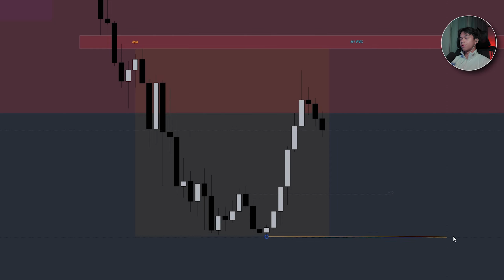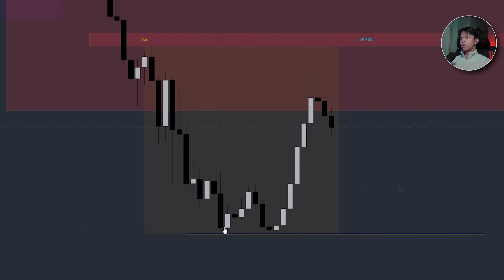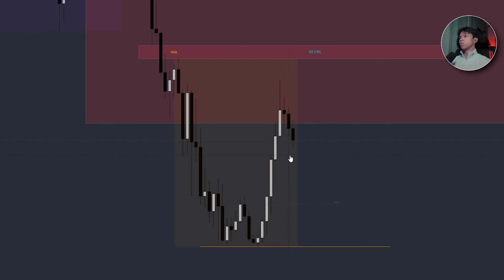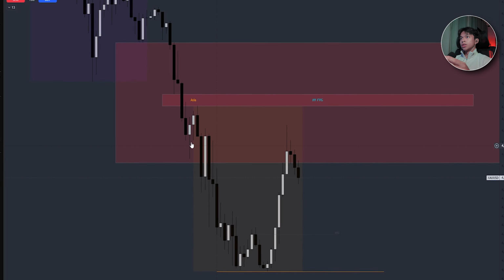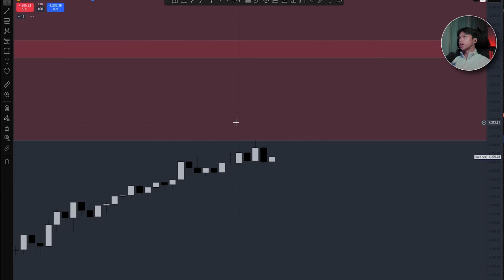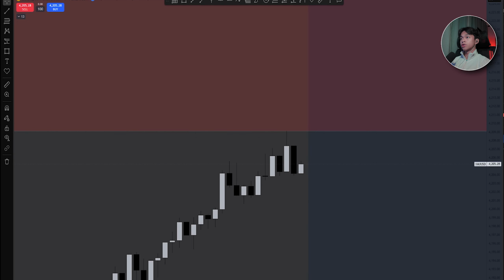I wouldn't really say that's full on equal lows, but you can see there's a lot of relative buildup of liquidity around here. Now, what I would really want to be doing around here is the moment that we tap inside this H4 fair value gap. Okay, so when the market taps to our gap, we want to be looking for something like this.